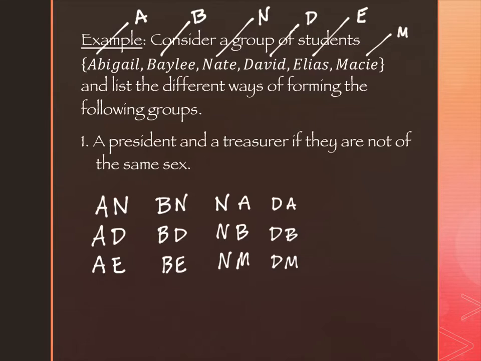Who's our next president option? Elias. And who can Elias be paired up with? Same as David, right? Elias Abigail, Elias Bailey, and Elias Macy.